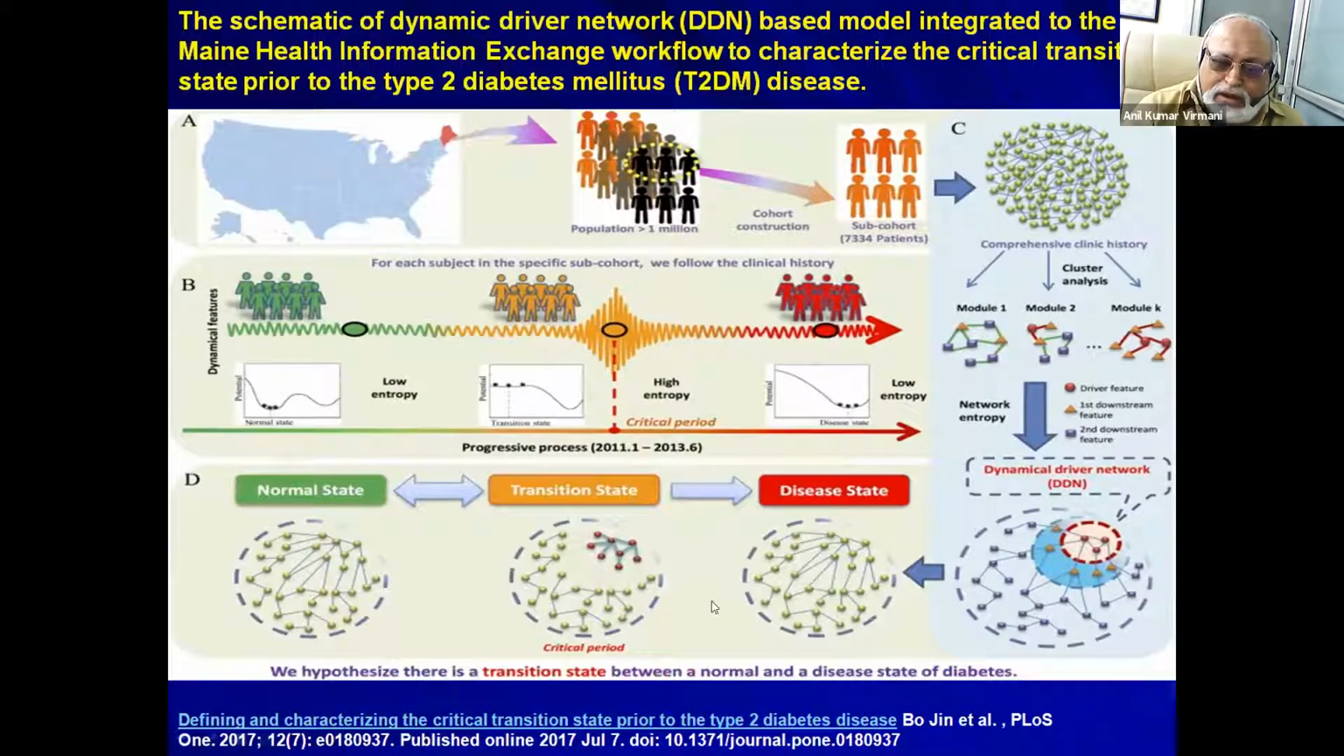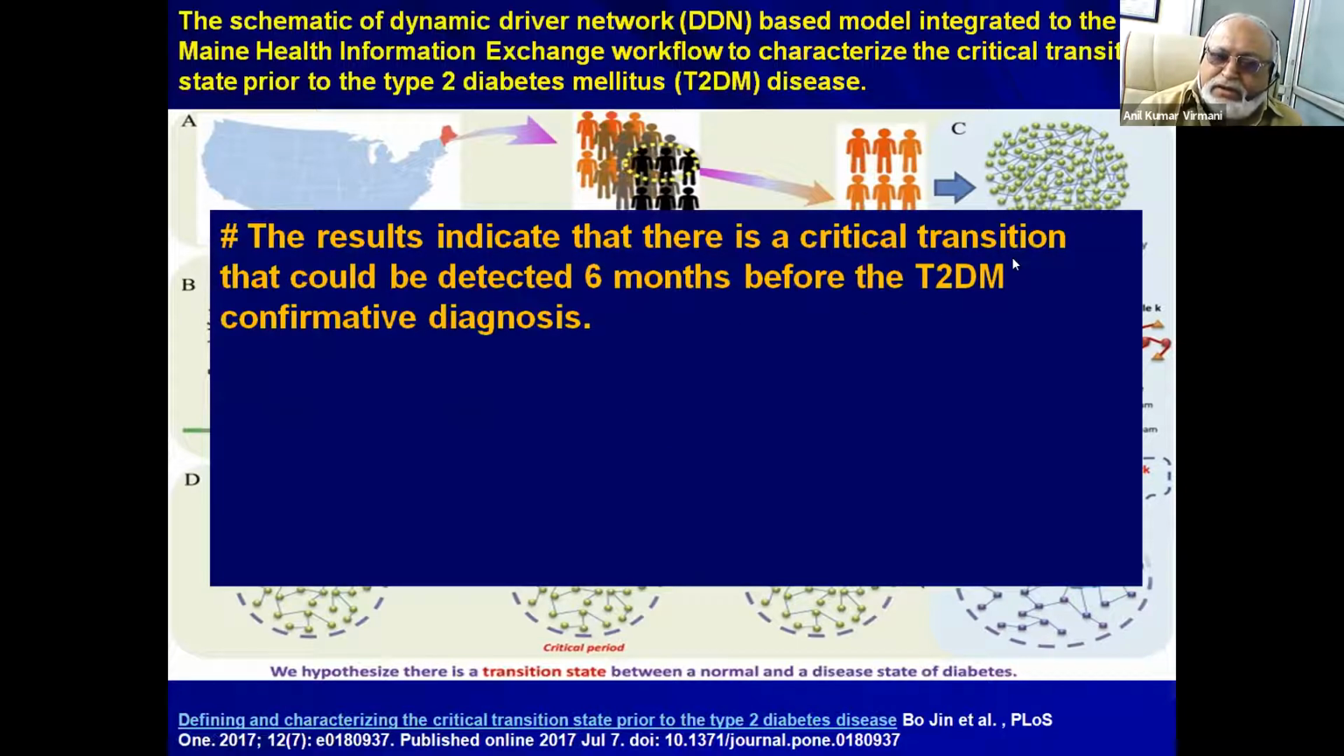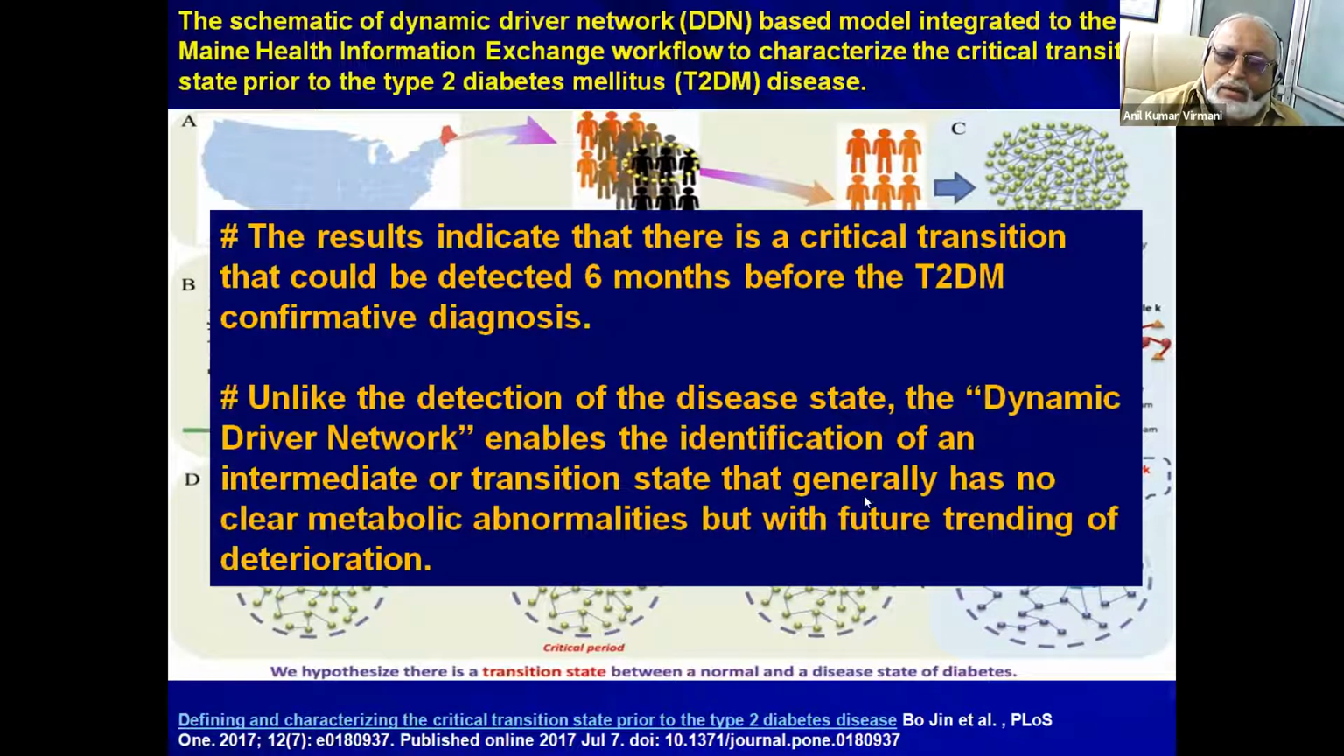So they saw that there is a critical period in the transition state. And what drives this critical period to the disease is known as the dynamic driver network. So there is a critical transition, and this is detected 6 months before type 2 diabetes is confirmed. Now, the dynamic driver network enables the identification of this particular transition state that generally has no clear metabolic abnormalities but deteriorates in the future. So we have to find what this dynamic driver network is and how we can control it.